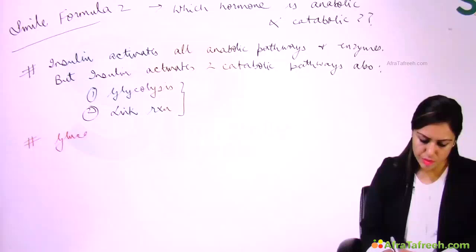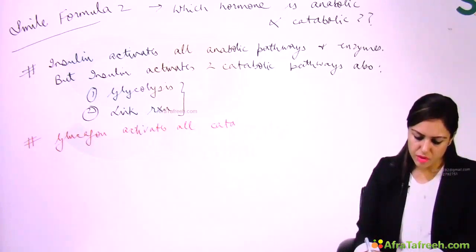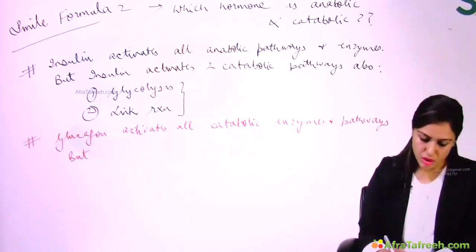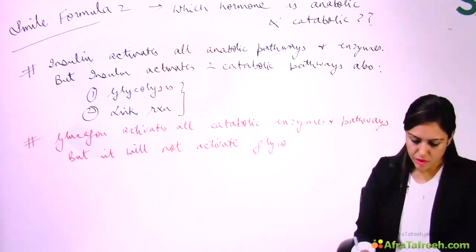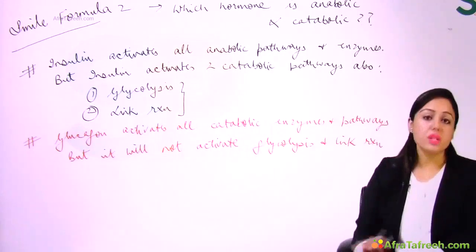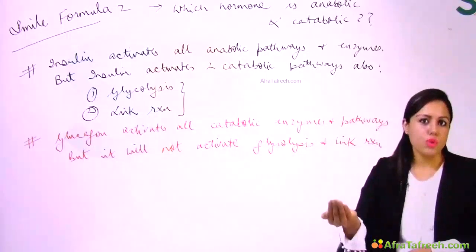The opposite hormone, glucagon. Now glucagon activates, so you can tell all the things. Glucagon activates all catabolic enzymes and pathways. But what is the exception? Same exception. It will not activate two catabolic, that is glycolysis and link reaction, because these two catabolic are activated by insulin, right?